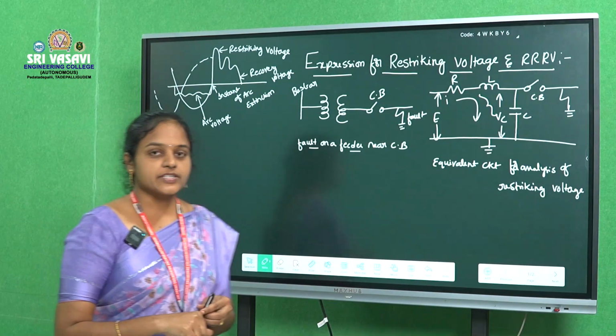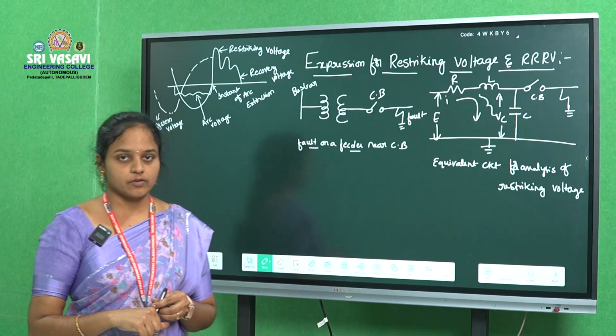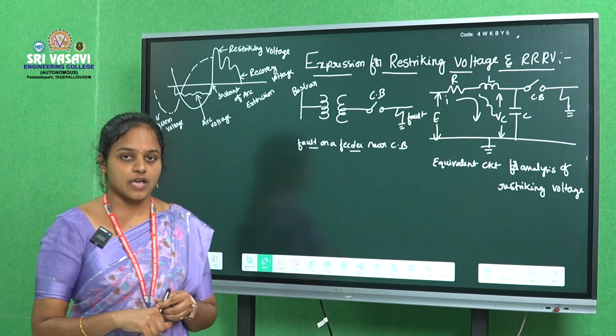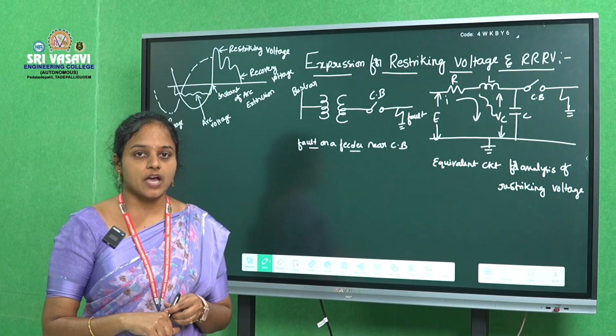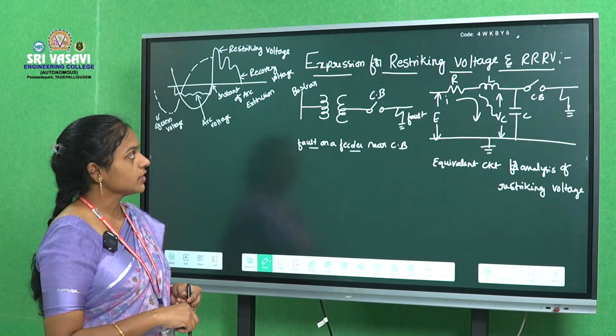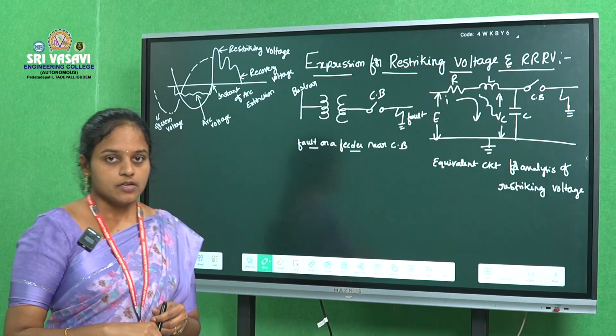In the last class, we discussed what is switchgear, what is a circuit breaker, what is arc voltage, and what are the techniques to interrupt and quench the arc. So in this class, we'll discuss the expression for restriking voltage and RRRV.